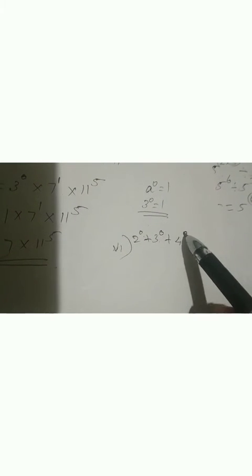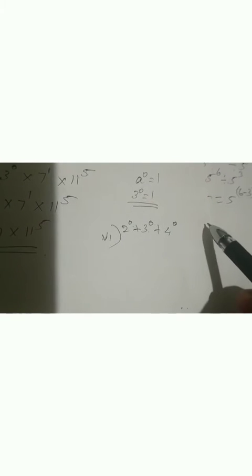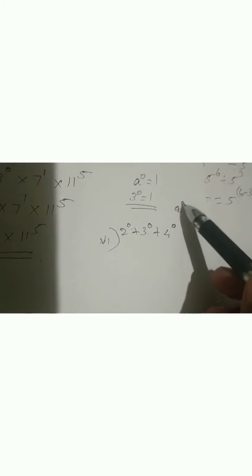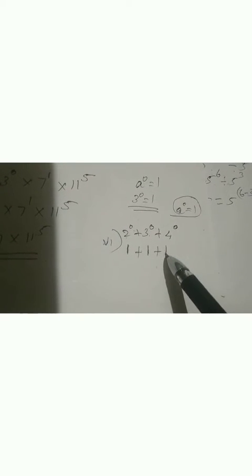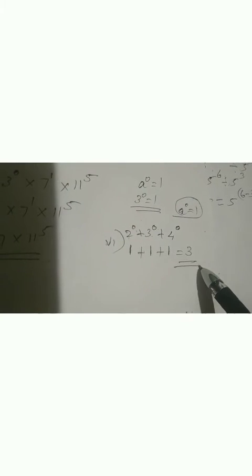Next, the sixth question is 2 raised to 0, 3 raised to 0, 4 raised to 0. We have to add these numbers. We know a raised to 0 is equal to 1. So, instead of a, it can be any number. So, 2 raised to 0 will be 1, 3 raised to 0 also 1, this 4 raised to 0 also 1. 1 plus 1 plus 1 is equal to 3.